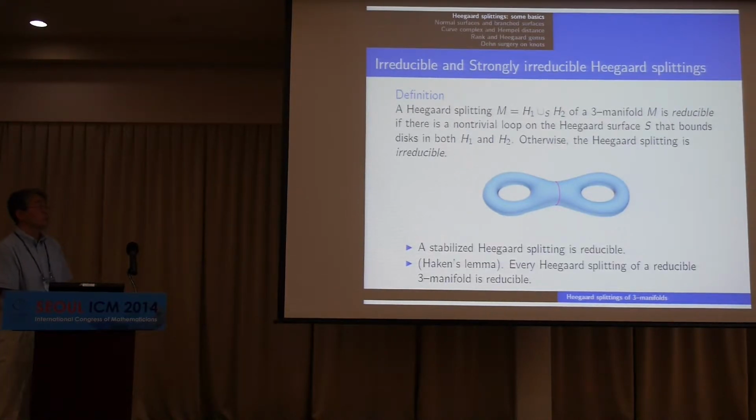A stabilized Heegaard splitting is always reducible. That's just like, for example, this picture. If you view this picture as starting with this solid torus and adding one trivial one-handle, this sphere basically gives you this pair of disks. So all stabilized Heegaard splittings are reducible. And this is Haken's lemma, which says if your manifold itself is a reducible three-manifold, then every Heegaard splitting is reducible.